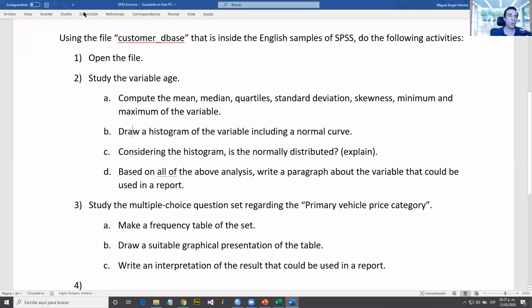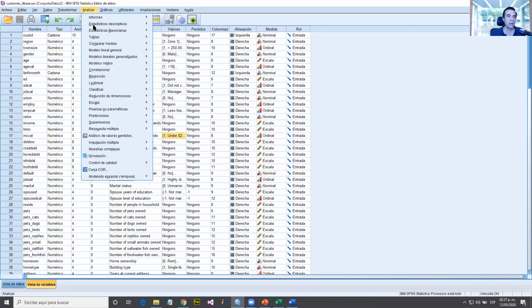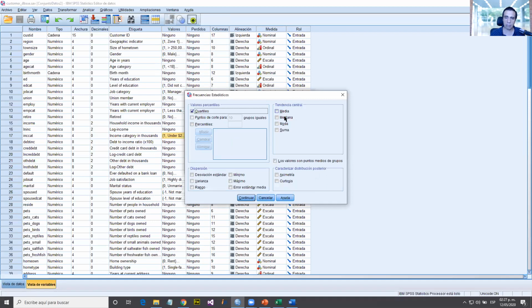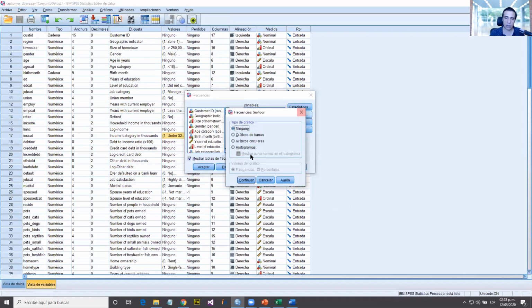So I will go with analyze, descriptive, frequencies, then I will choose age. In statistics, I will go with quartiles, mean, median, skewness, minimum, maximum, and standard deviation. Yes, those were the ones that were asked to compute. Continue. Now I will go to charts, histogram, and normal curve right there. Okay, so now I have it.